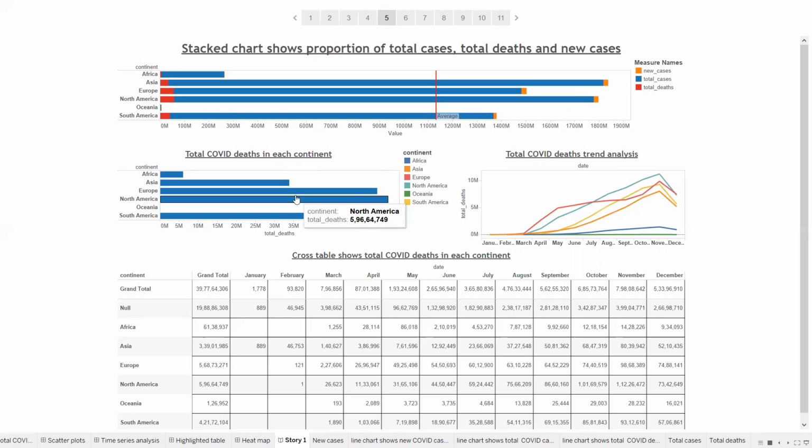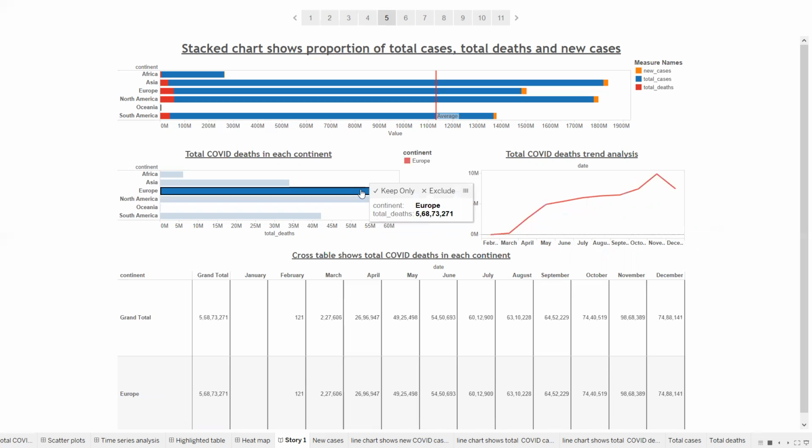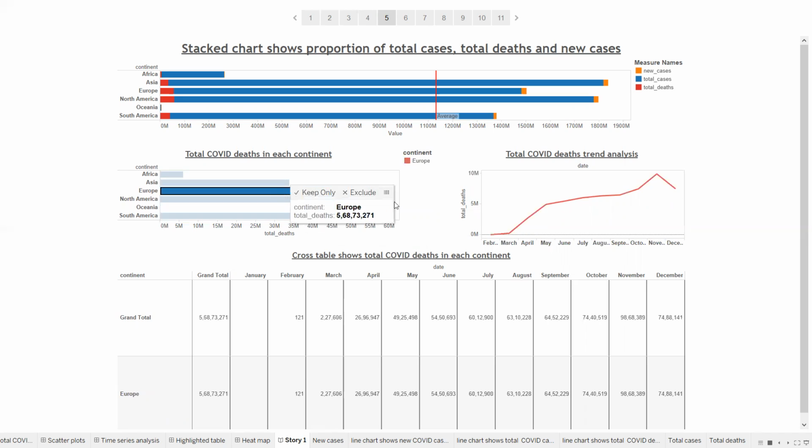So if I want to further analyze, let's say for North America, I can see its trend here, and from the trend, I can see that from May to November, the major surge in total COVID death starts. Similarly, for Europe, I can see that the major surge starts somewhere around March, and it followed up to November. So this way, we can analyze total COVID death for other continents also.